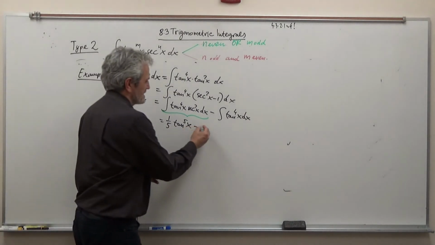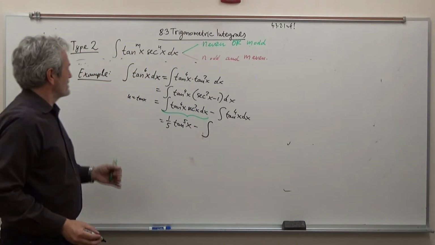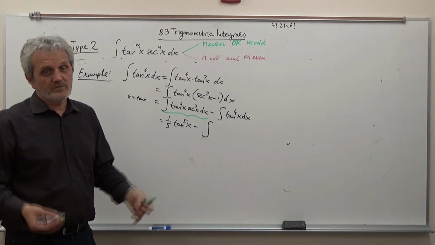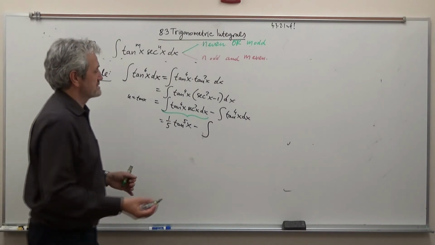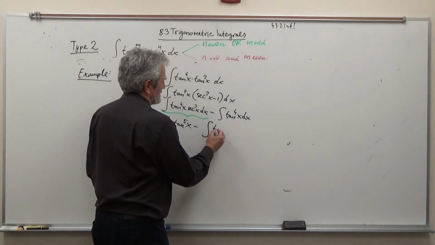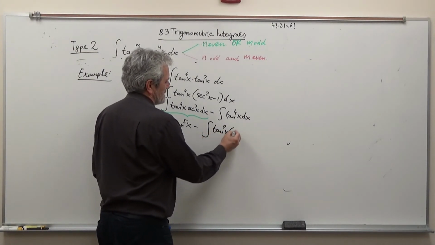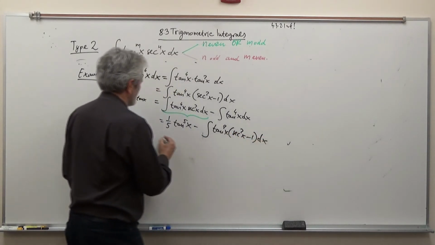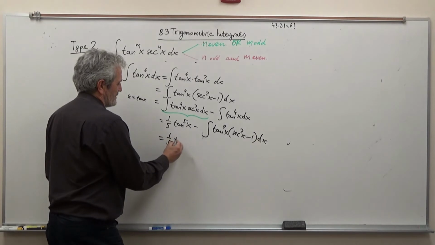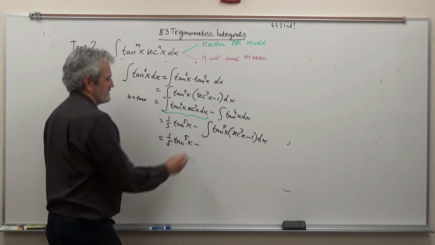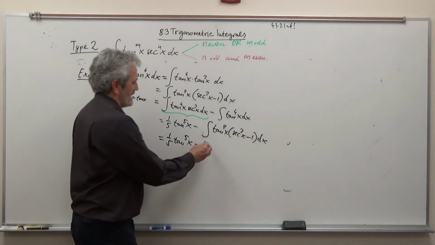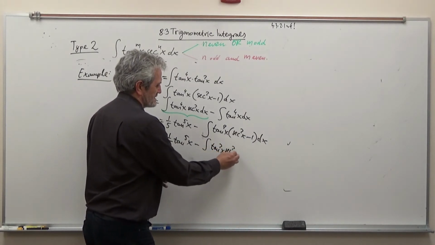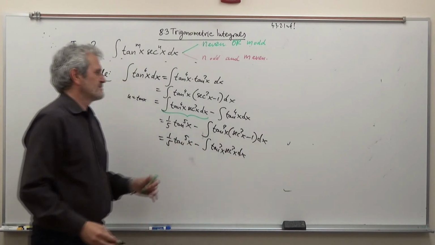And then what do we do on the second one? Exactly the same trick. Because look at our benefit: from 6 we went to 4, now from 4 we go to 2, from 2 to 0. That's how it goes. So what would that be? Tan squared x times secant squared x minus 1 dx. That would be 1/5 tan to the 5th x minus the integral of tan squared x secant squared x dx.